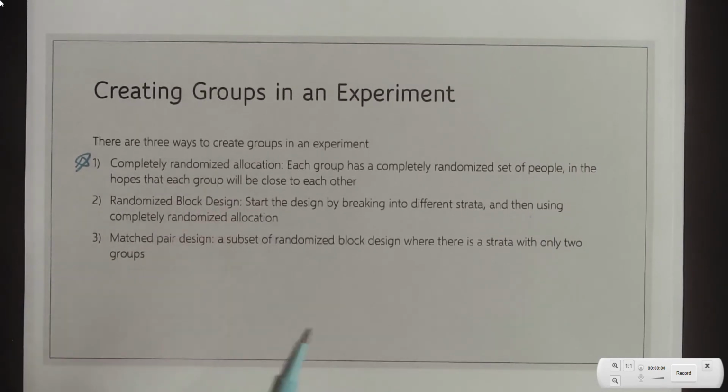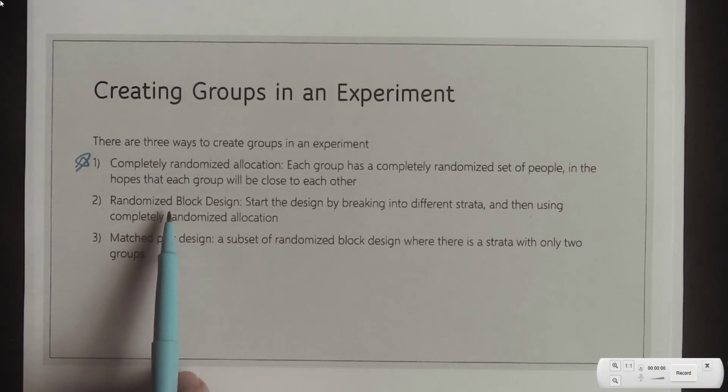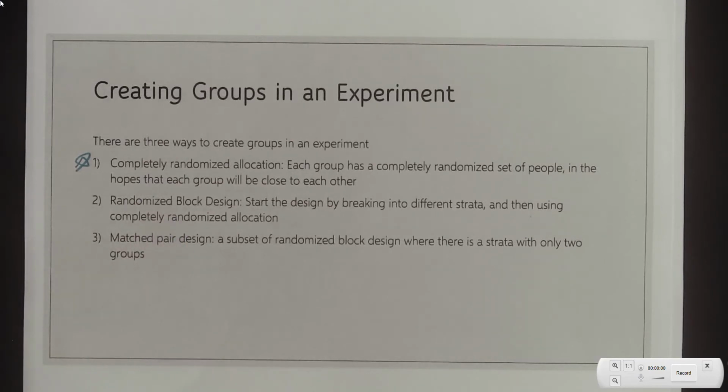And you have matched pairs design, which is specifically number 2, but with literally just two paired strata. So a good example of a matched pairs design would be male versus female, because it's literally just 2, male versus female.